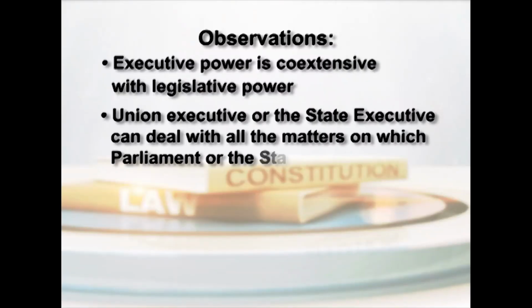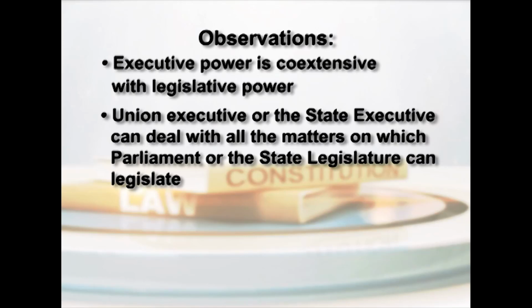Secondly, as we have already understood, the union executive or the state executive can deal with all the matters on which the parliament or the state legislature, respectively, can legislate. Up to this extent, it was a bit okay. Though there was uneven distribution of power, and on allocation of power there were high imbalances, still it was quite okay. But there has been an extensive attempt for misuse of power on the part of the center.